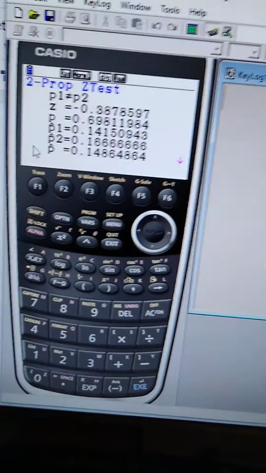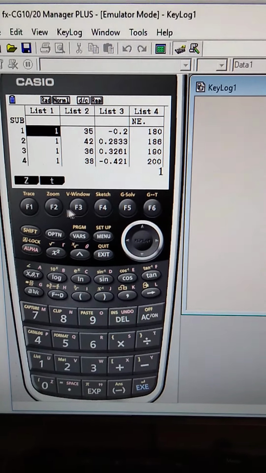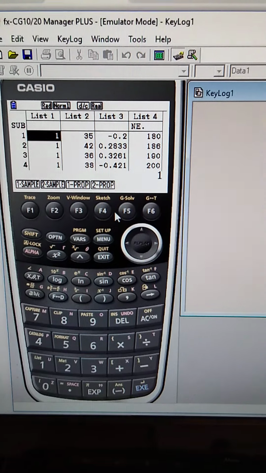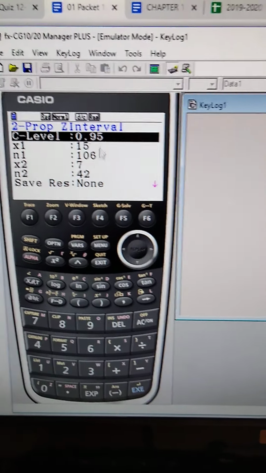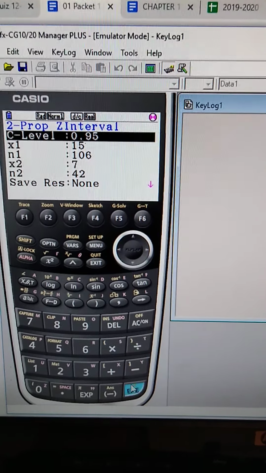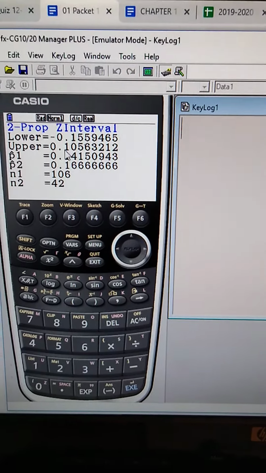I'm going to run the confidence interval as well. Let's back up, go to interval. It is always z for proportions, 2 proportion, 15 out of 106. Everything's still there. It is a 95% interval. We're just going to run that, and you can see 0 is clearly in that interval.